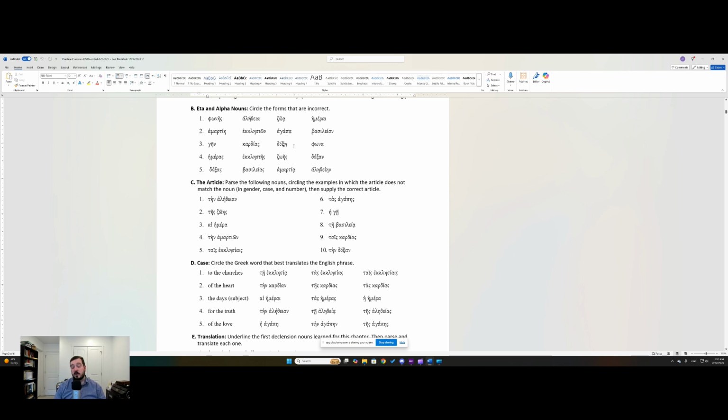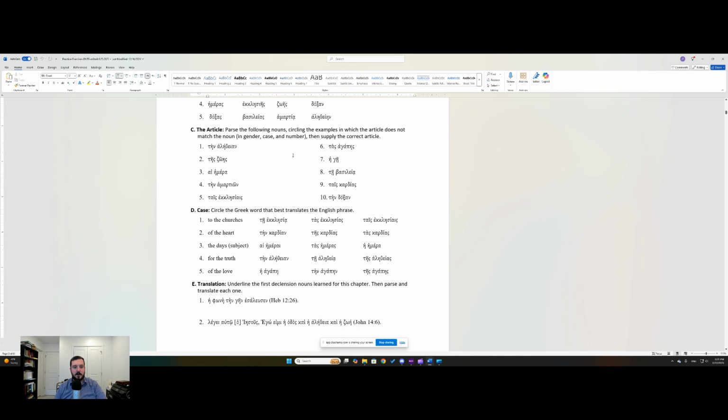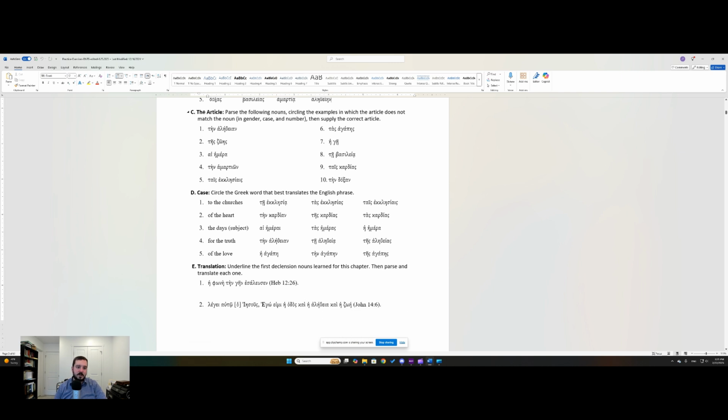We're really trying to sharpen your attention to detail on Greek words. Now, we've got a little section on the article here. What the textbook's asking you to do is to parse these nouns and circle examples where the article doesn't match the noun in gender, case, and number, because the article will always have to match the noun that it is modifying, or later on you'll see adjectives and participles. But usually, whatever the article is modifying, if it's in that definite position, it's going to match in case, gender, and number.